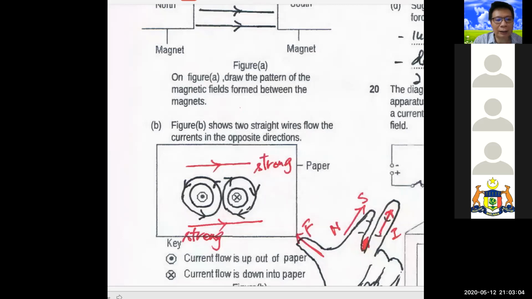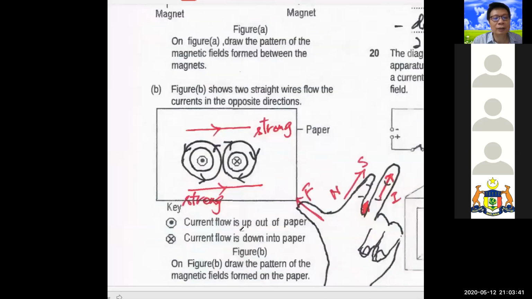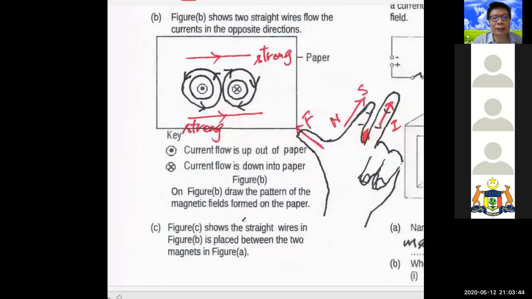Then at the bottom here, this one goes to the left but this one goes to the right, they clash and cancel. So here is actually weak. Then on this side, this one moves to the right and the permanent magnetic field is also to the right, so they combine and become strong. We only recognize the strong area. On this side, the bottom is strong. On the right side, the top is strong. So here is strong, here is weak. Then on the right side, here is strong, here is weak. Remember that now. So, what is the question?